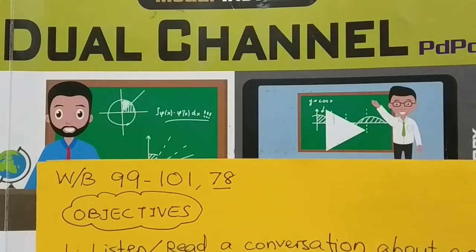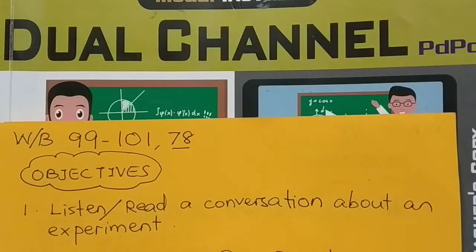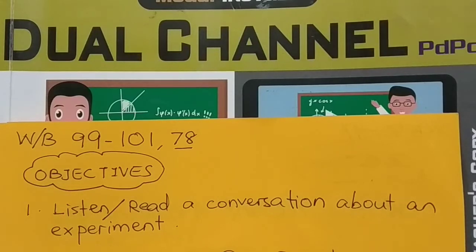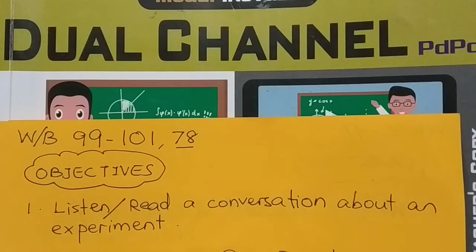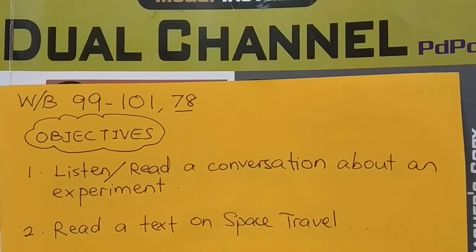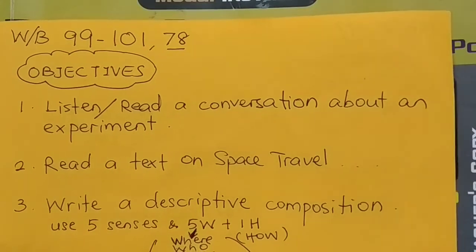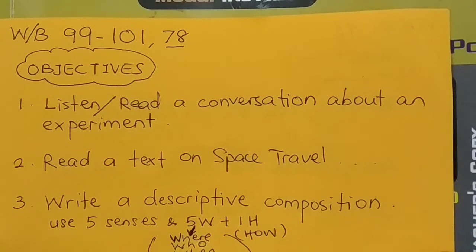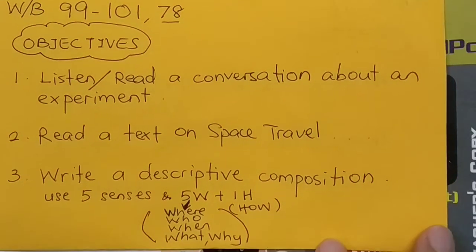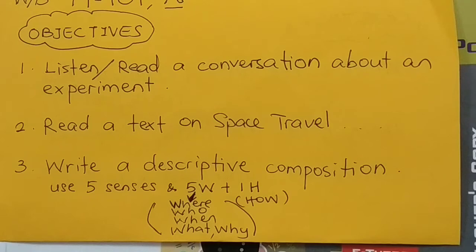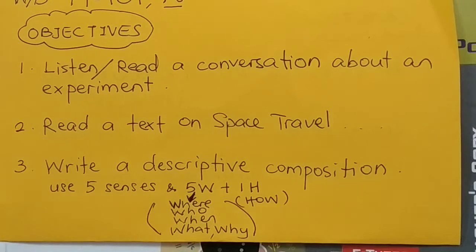Now for the objectives for the lesson: 1, we shall read a conversation about an experiment, and after that, we shall answer a few questions. As for objective 2, we shall read a text on space travel, and then identify some important points to be transferred to the table given. And for 3, we shall write a descriptive composition using our 5 senses, and the 5W plus 1H, which would be where, who, when, what, and why, and the last one would be how. So here are the 3 objectives for the lesson today.